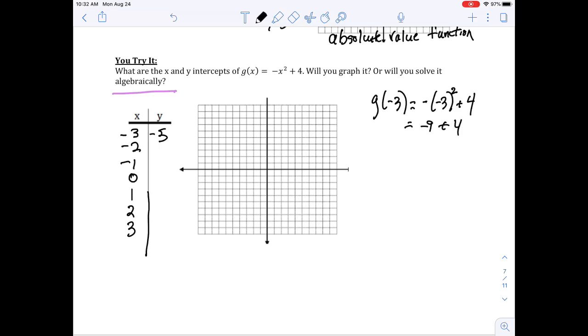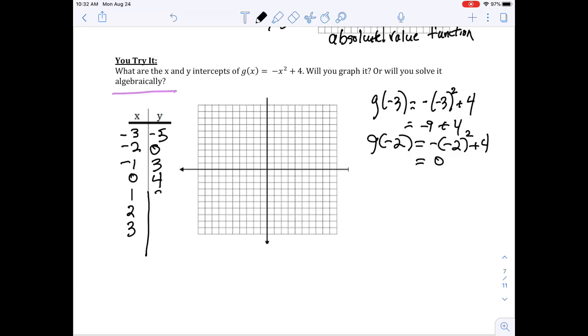And then we'll go through and evaluate g of -2, g of -1, g of 0, and so on. So g of -2 would be the opposite of (-2) squared plus 4. And that's going to be -4 plus 4 is 0. g of -1 is going to give us 3. So you can go ahead and pause the video and try some of this on your own, and then restart the video to see how you did. So I'll give you a second to pause.